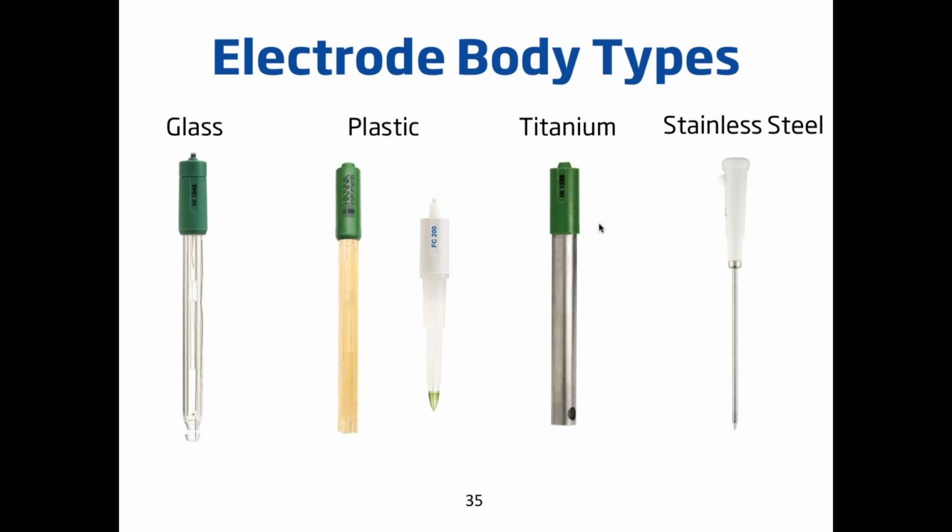The electrode body type is also customizable. So a lot of HACCP plans will try to dissuade having hazardous materials on the production floor, such as glass. So electrode bodies can also be made of plastic, titanium, or stainless steel.